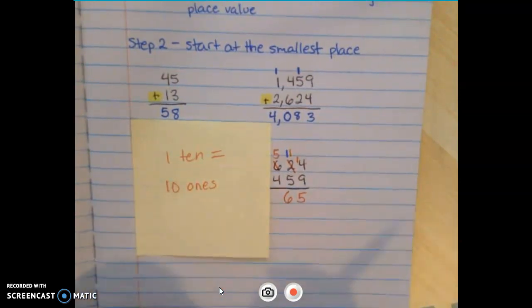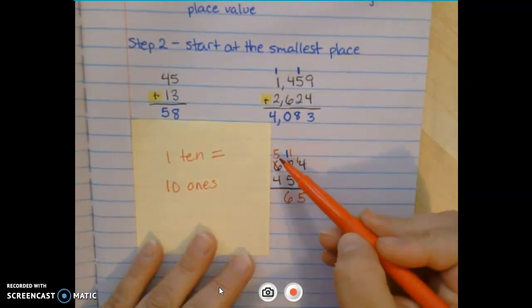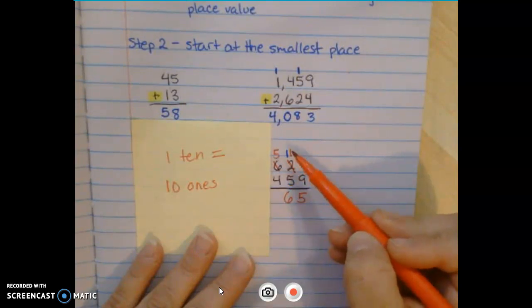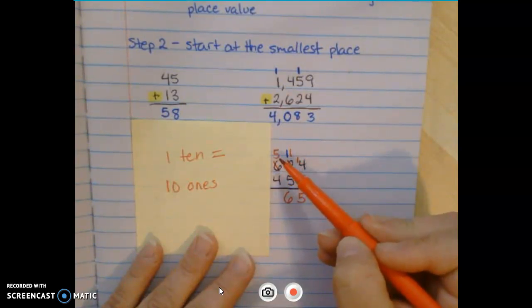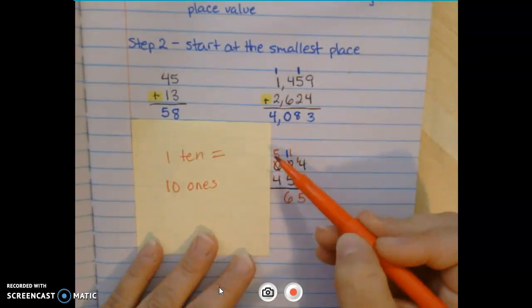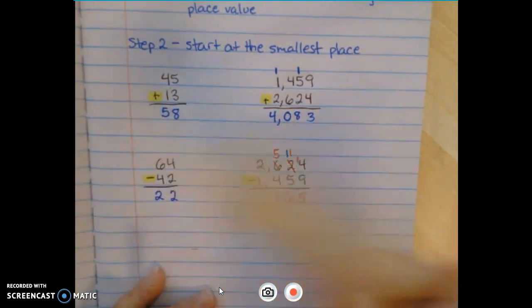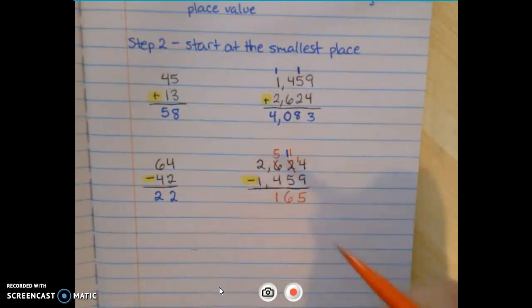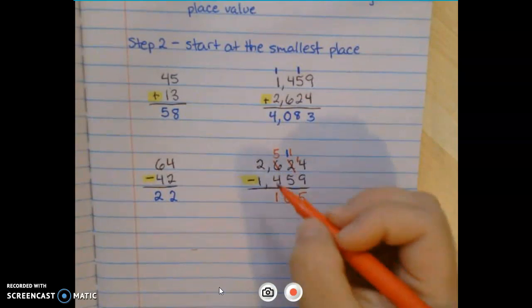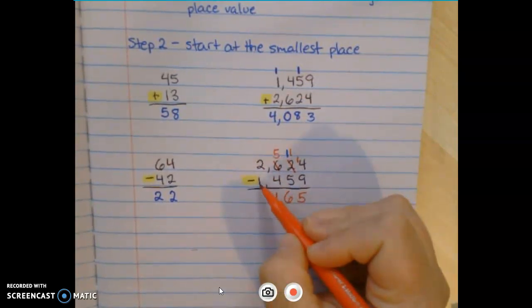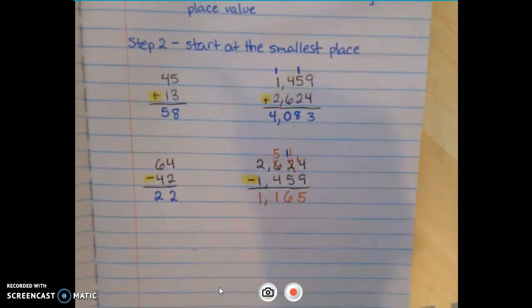Now I can move on to my next place. I have 500s left after he gave the tens place some. So 500s minus 400. 5 minus 4, which leaves me with 1. I didn't have to ask my neighbor for anything. I had enough this time. And then last I can look at my largest place. 2 minus 1 leaves me with 1. So my difference is 1,165.